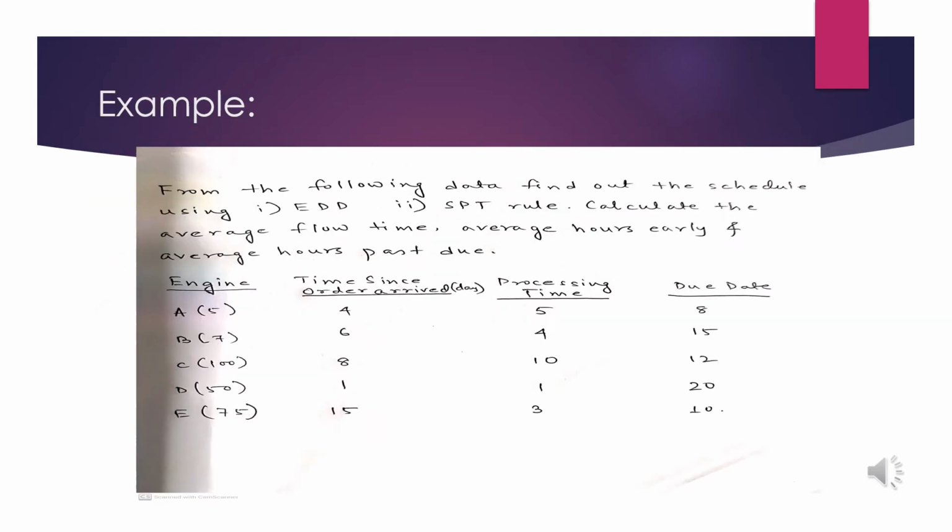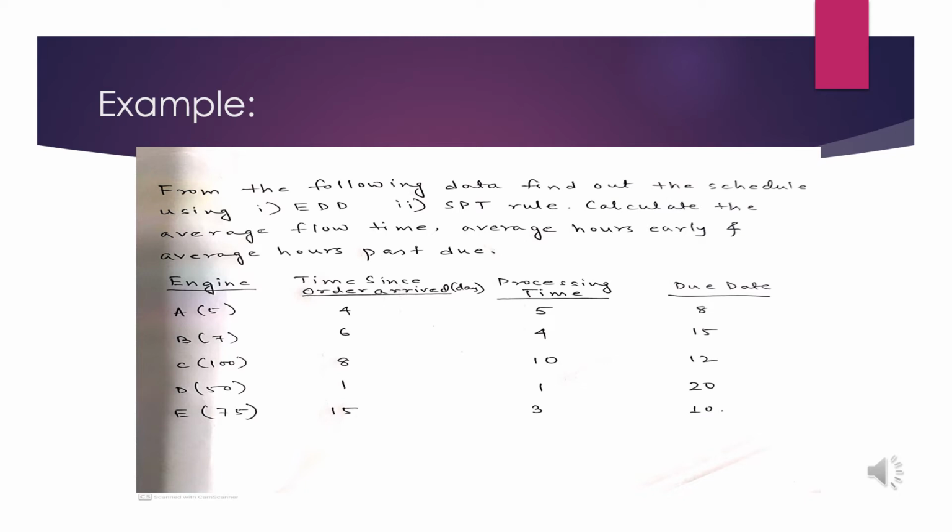Now to clear up the doubts from the previous example, let's take another example using the EDD and the SPT rule. The similar kind of calculation needs to be done for the scheduling, the average flow time, the average hours early and the average hours past due. And the same kind of work has been given to us with 5 engines.